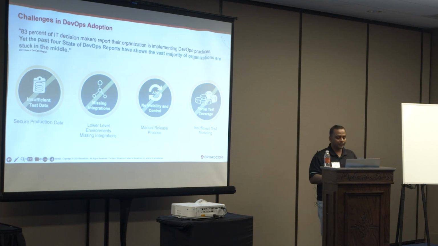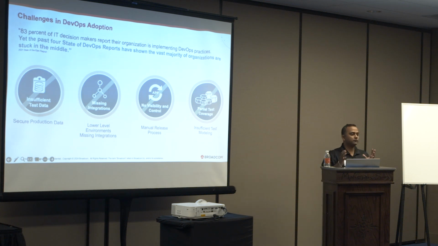That is the third one, and the last one is insufficient test modeling, right? As you know, testing is done by writing test scenarios or test cases, right? If a QA is writing the test cases, not all the scenarios will be covered during the testing, right? Often testers will miss some scenarios where they forget to write a particular flow, right? So that is one of the challenges which organizations face while adopting the DevOps transformational journey.